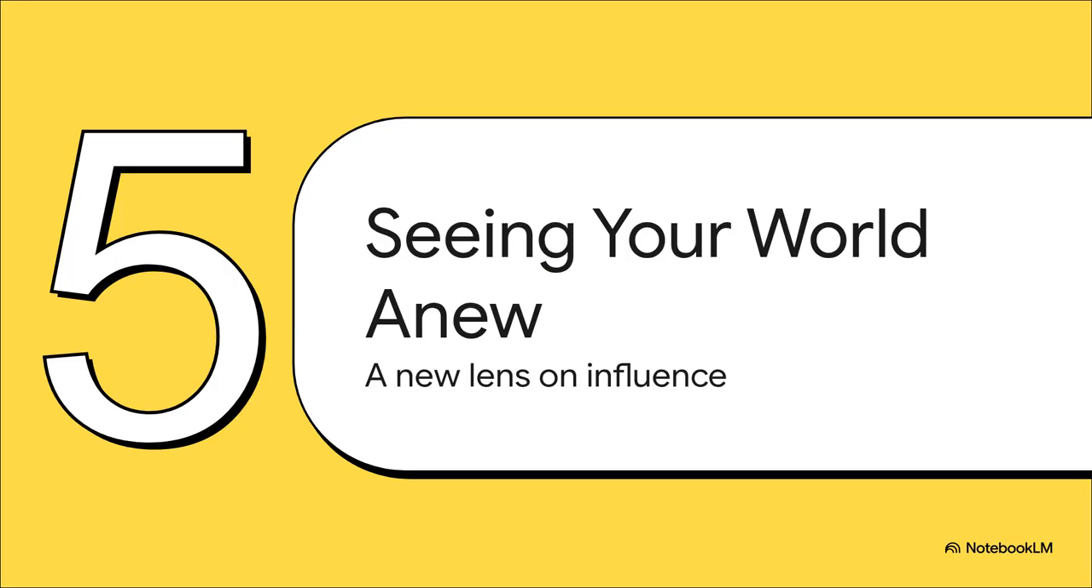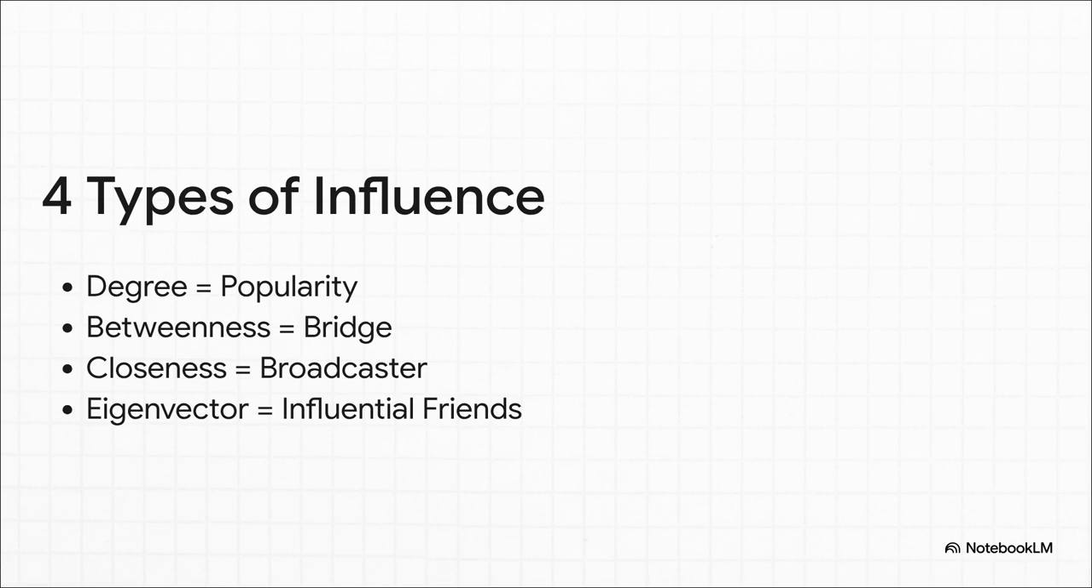So after all that, what's the big takeaway? We've basically given you a new lens, a new way to see the networks that are all around you every single day, and a new way to understand how influence really, truly works. So let's just recap it one more time, nice and simple. Degree is just raw popularity. Betweenness is about being that crucial bridge or gatekeeper. Closeness is about being the most efficient broadcaster, and eigenvector, well, that's all about having influential friends. 4 totally different ways to define power.